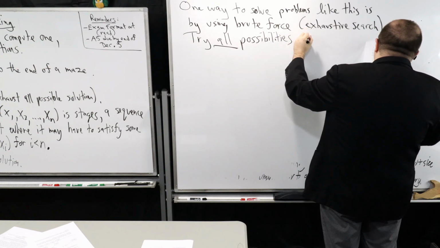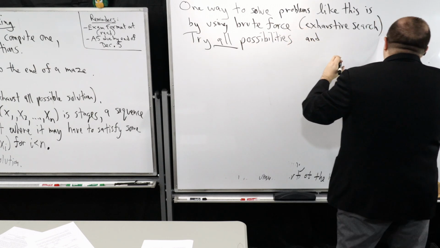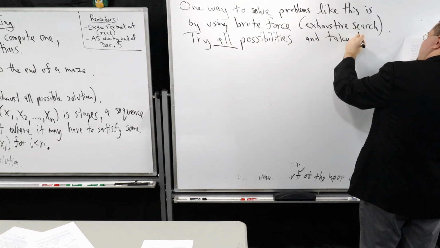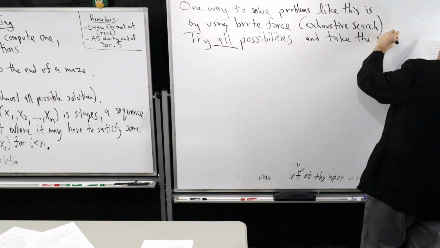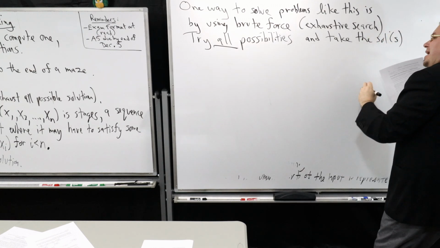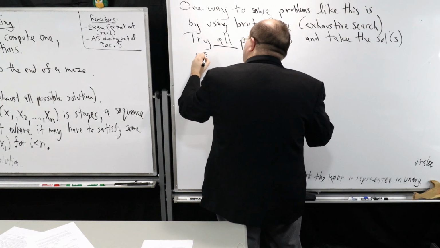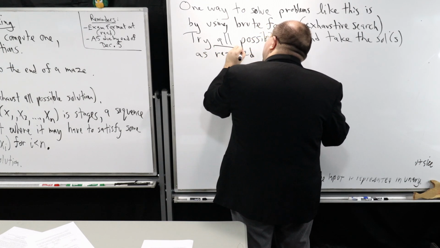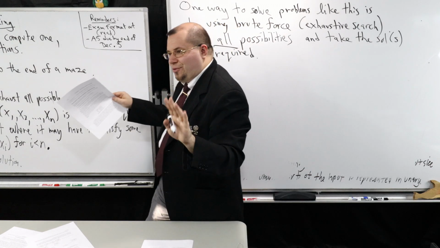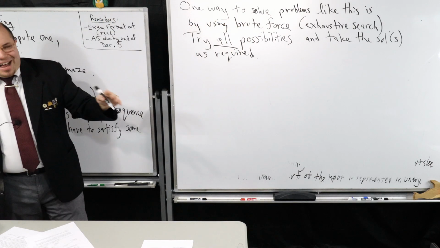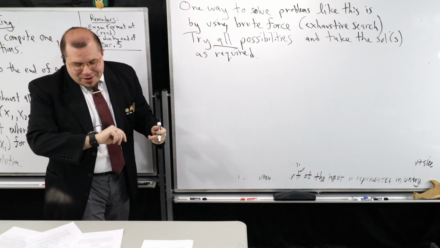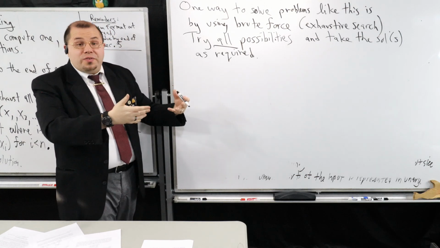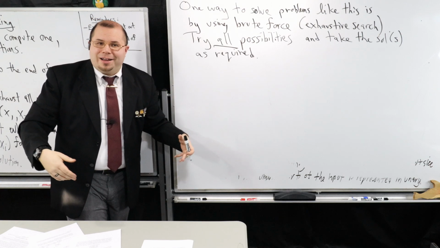And take the solution, or potentially many solutions, as required. So I'm just going to straight up say, yeah, we're going to just try everything. You're going to see how I'm going to formulate this next time. And when we come back, we'll see an example of this and see how we can improve it using this concept called backtracking. Okay, everybody?